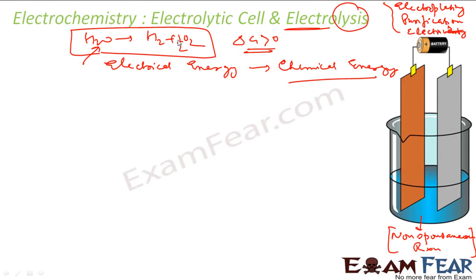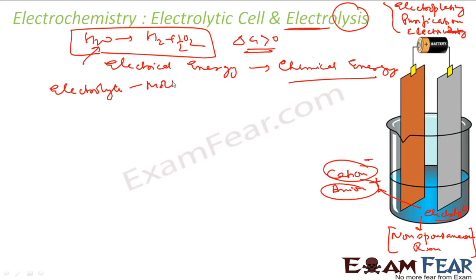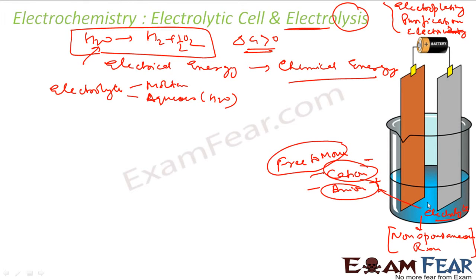The mechanism is pretty easy. The electrolytes you have will have cations and anions. Cation is the positive charge, anion is the negative charge. There will be electrolyte here and here also. We'll have cations and anions, and this electrolyte will be either in molten state or in aqueous state. Aqueous state means you will have water molecules with it. Molten is the pure form, just in molten state. In either state, these ions are free to move because they are in liquid form.